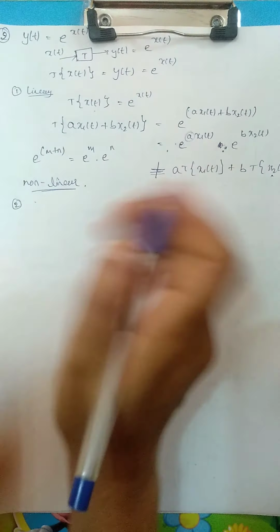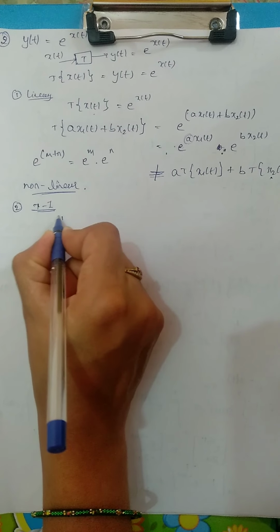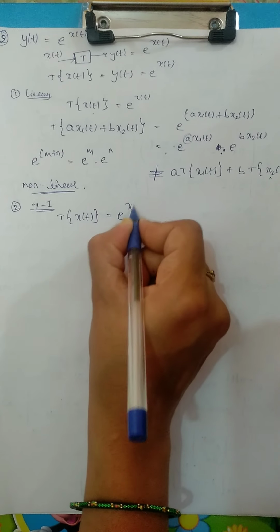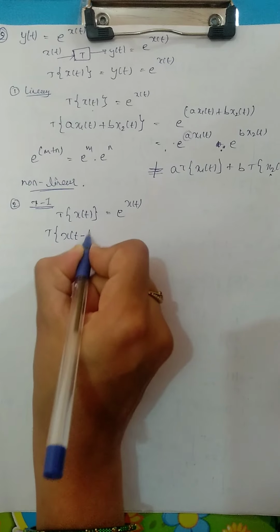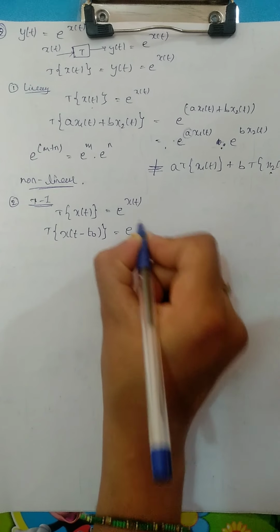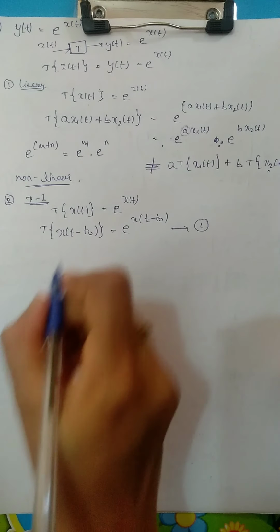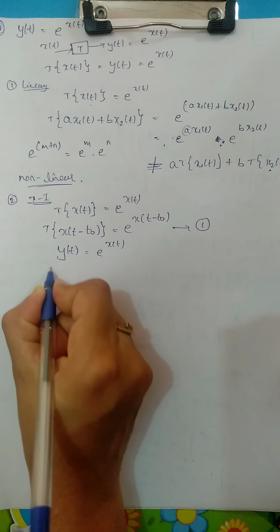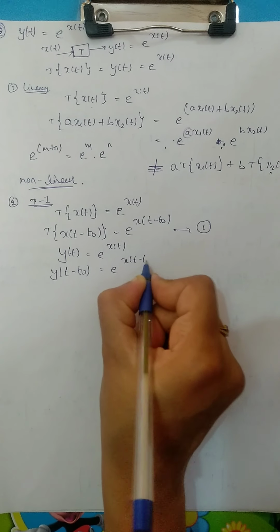Then the second property is time invariance. To check the time invariance, we need to check T of x of t. Consider this one is equal to e to the power of x of t. In the place of t, you need to replace t minus t naught. Here also, in the place of t, I am replacing t minus t naught. This is equation number 1. If I consider y of t is equal to e to the power of x of t, so y of t minus t naught is equal to e to the power of x of t minus t naught.